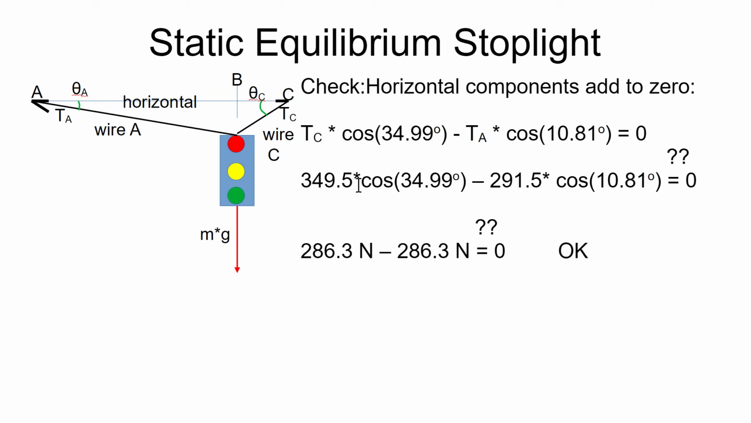Well, again, pause on your own calculator, but with 4 significant figures, I came up with the same magnitude, force off to the right of 286.3 newtons, the component of T sub c to the right, and a force off to the left of 286.3 newtons. Those two forces balance. They add to 0. So, yeah, we're okay. We've checked our work, and we have a good solution to the problem.